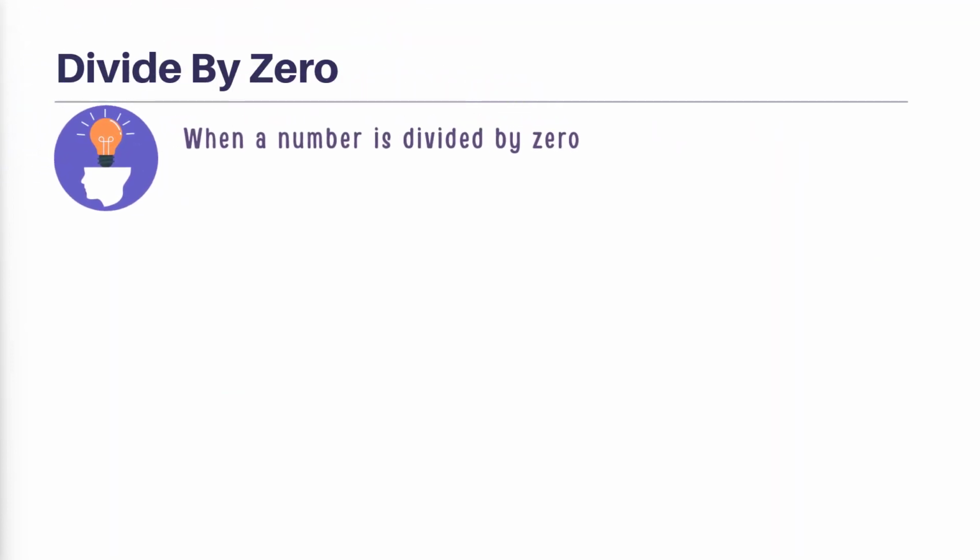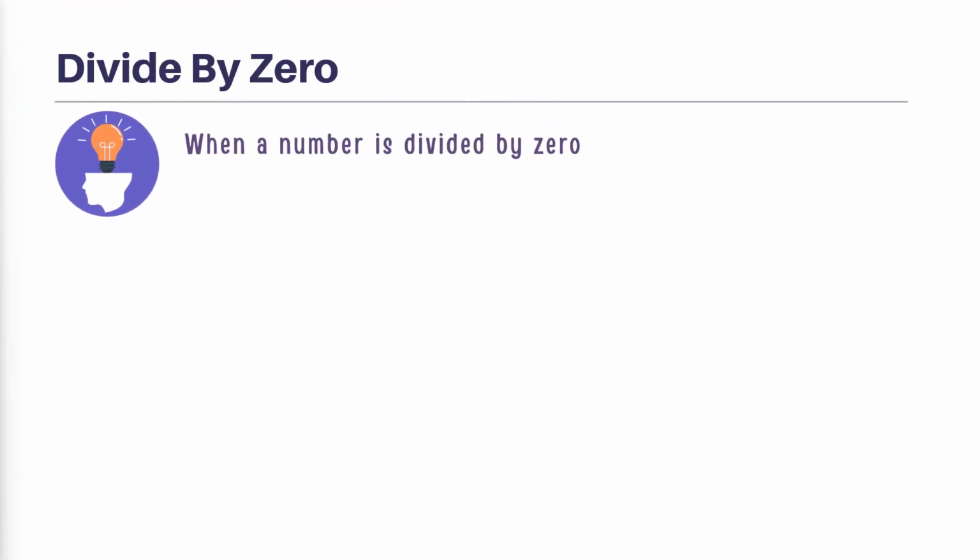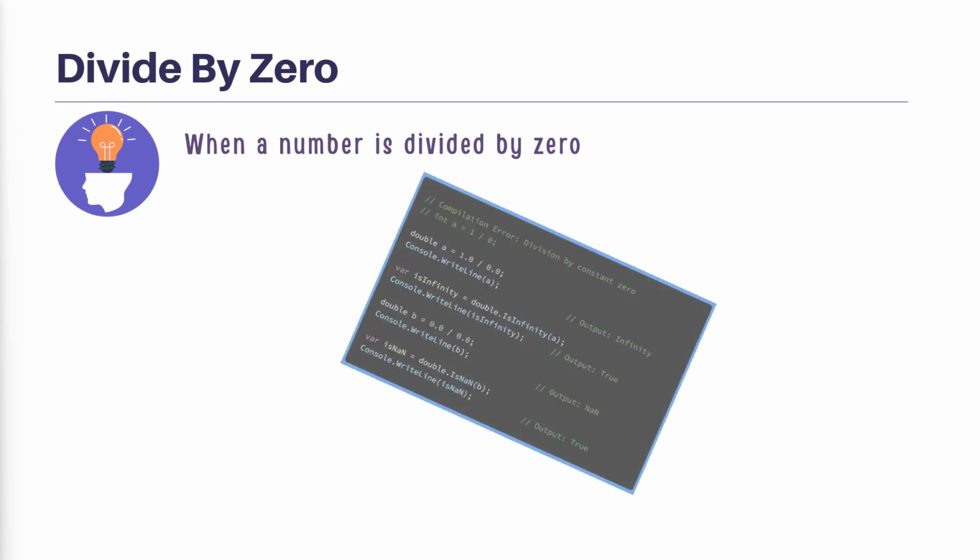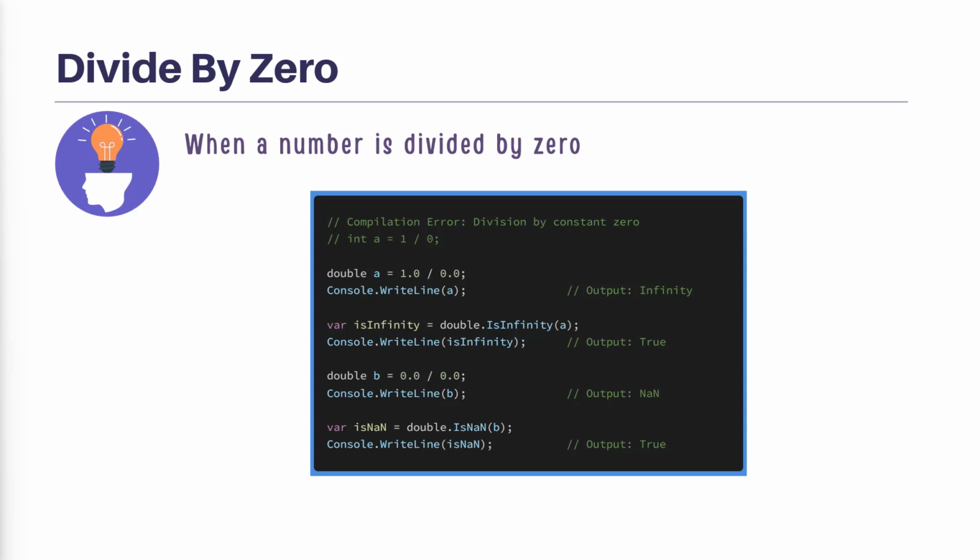Okay, now the other important thing. When a number is divided by 0, the result is non-deterministic. In C#, this is also a case of arithmetic overflow. And that's why, in this case as well, the behavior depends on the data type of the operands. The code snippet here shows some examples of division by 0.